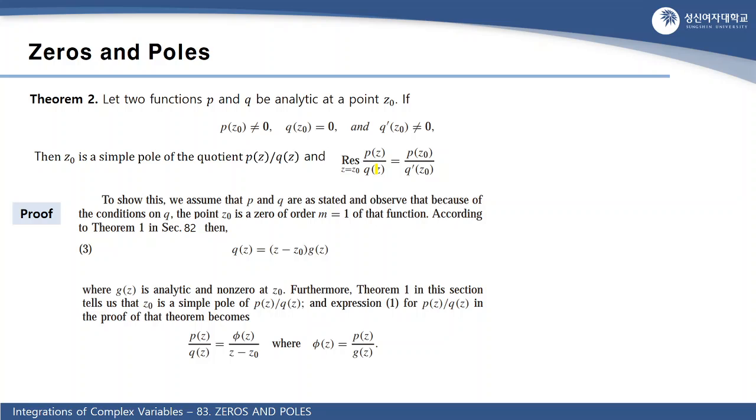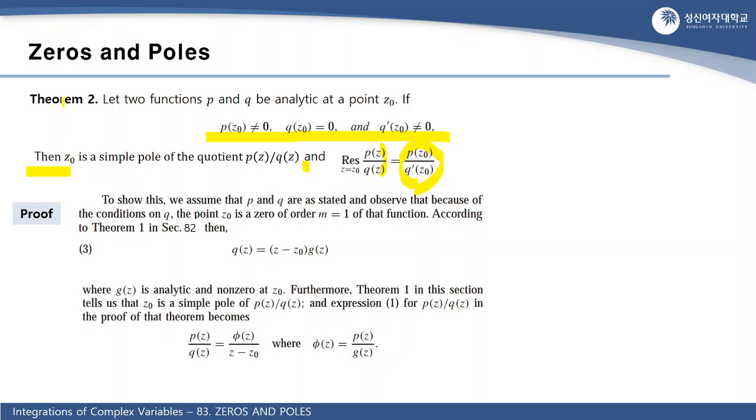Next, theorem 2. Let two functions P and Q be analytic at a point z naught. If these conditions hold, P of z naught is not equal to 0, Q of z naught is equal to 0, and Q prime z naught is not equal to 0, then z naught is a simple pole of the quotient P of z divided by Q of z, and the residue of this function at z equal to z naught is equal to P of z naught divided by Q prime z naught.